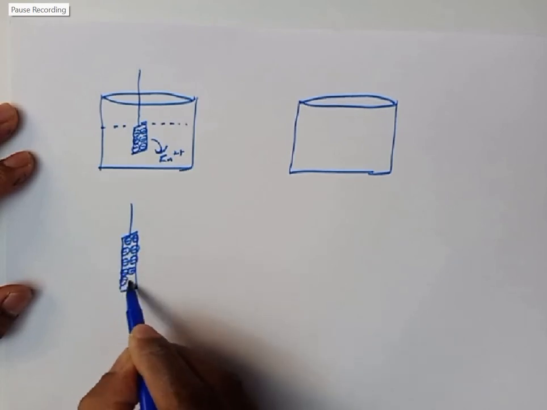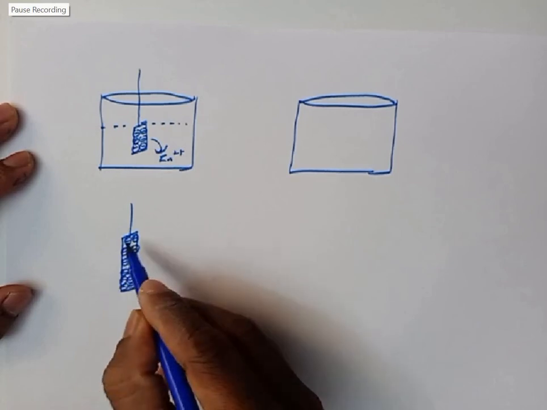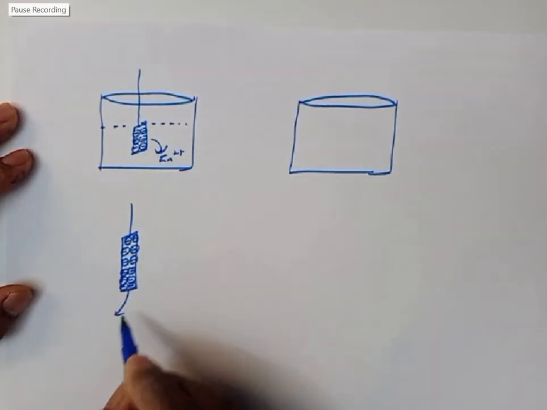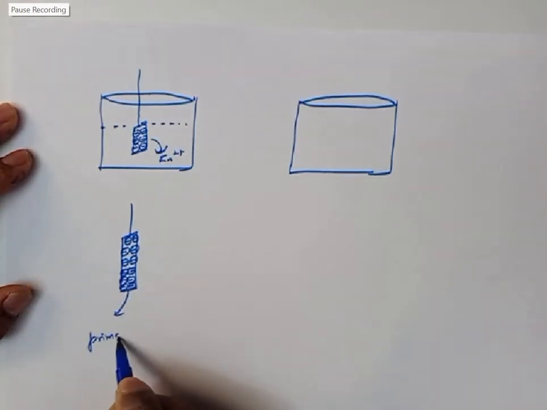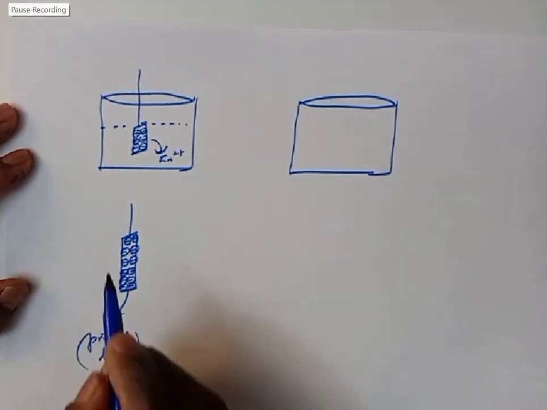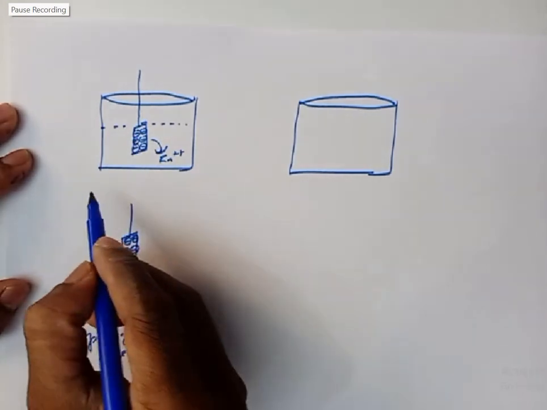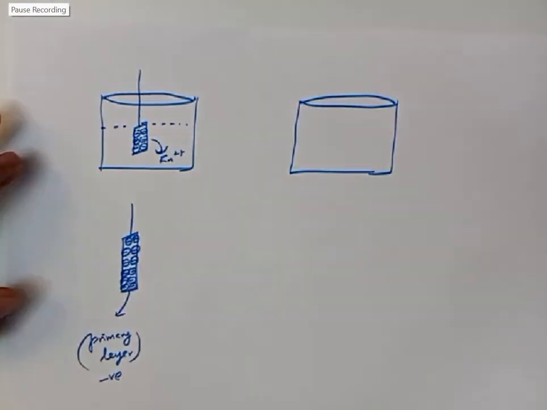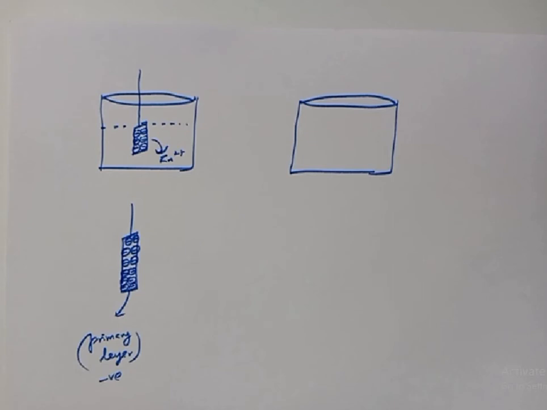Okay, this negative charge forms a layer. That layer is what we call the primary layer. A primary layer of negative charge is set up. What will this primary layer do? It will attract the positive ions present in the solution. Students, can you tell me what positive ion is present in the solution? Can you tell?